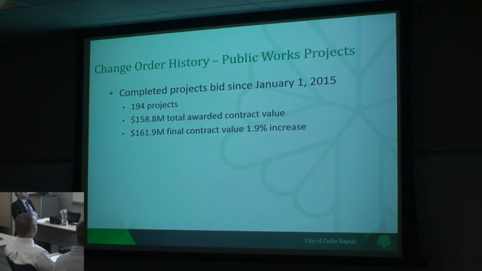This is a little bit of history. We pulled this data, I think September 18th, so it's a little bit dated now, but at that point in time, completed projects since January 1st, 2015. We have completed 194 projects, and you can see the total awarded value and the final contract value, which results in a 1.9% increase. Of course, we have projects that are way over that, and we have projects that are way under that. But from a dollar standpoint for our CIP program, that's where the average has been since the beginning of 2015, which is kind of a good stop point where we can find good records. The staff has been here for that long.